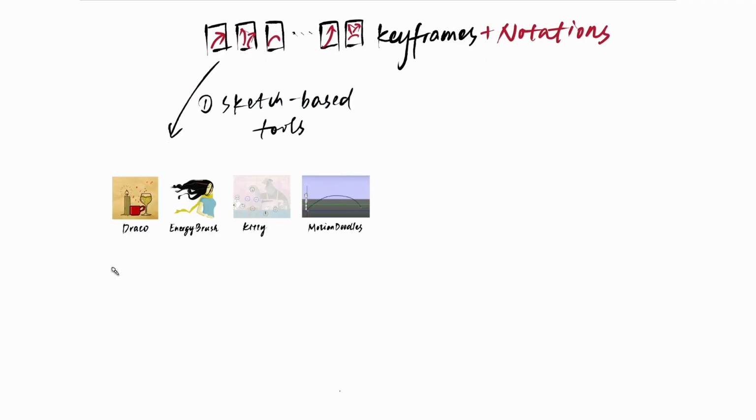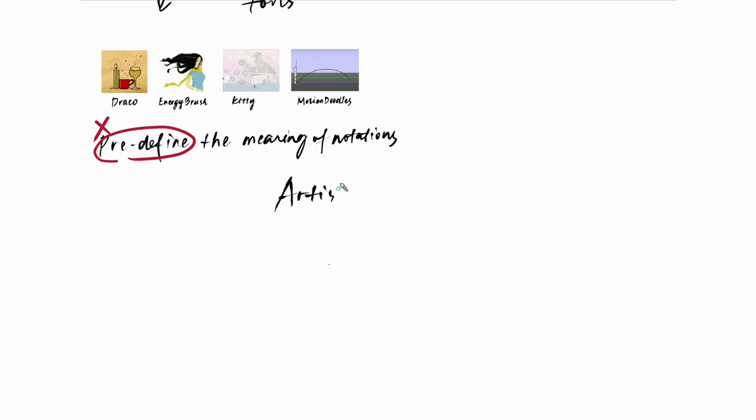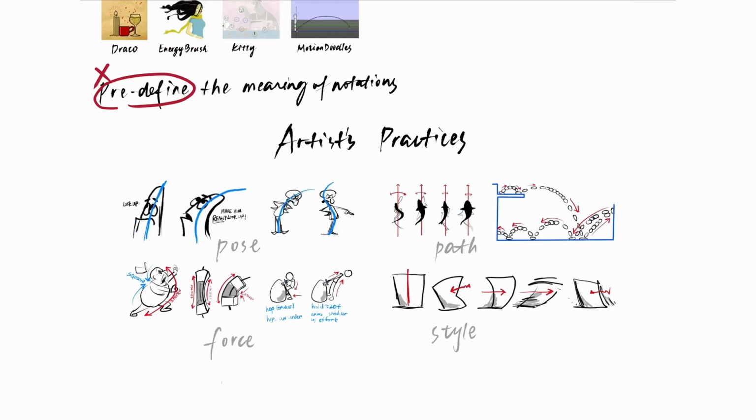Traditionally, keyframes are drawn one by one by animators. Along the way, they often add arrows, lines, and other notational marks to organize their own thinking and communicate with others. Earlier sketch-based tools explore sketched input for a few preset effects. Each notation has a predefined meaning and triggers a fixed action. But artists don't draw that way. A line can mean pose in one shot and path in the next. It can also hint at force, style, and more. In short, animators' notations are non-categorical.